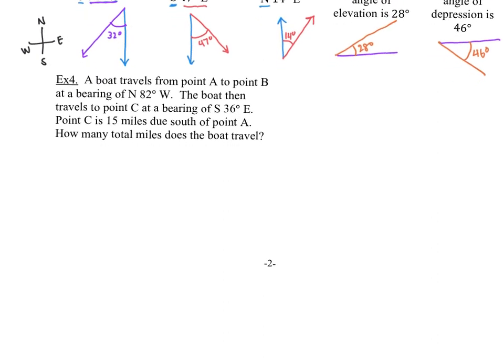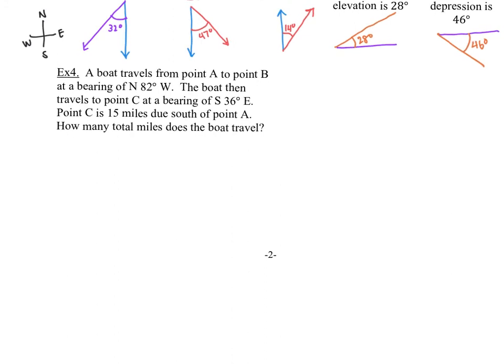Let's see. A boat is traveling from point A to point B at a bearing of north 82 degrees west. First let me have a general sketch for it, and then I will have to adjust my sketch as I go because these are not the easiest. So it's going from point A to point B at a bearing of north 82 degrees west. So it's kind of going northwest from A to B. Let me put this somewhere northwest. Again, I might have to erase something later in order to make this work. So this is its general path.